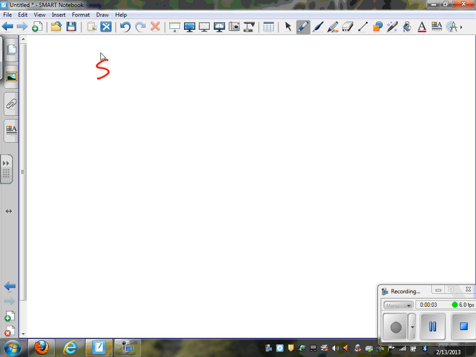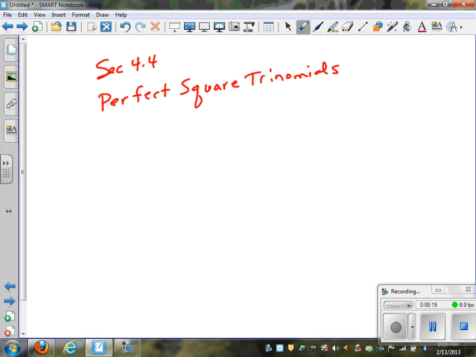Okay, still same section. We're going to look at perfect square trinomials. You need paper out because you guys are going to do some problems. If you were to take x plus 3 and square it, can you do that without writing x plus 3 and x plus 3?